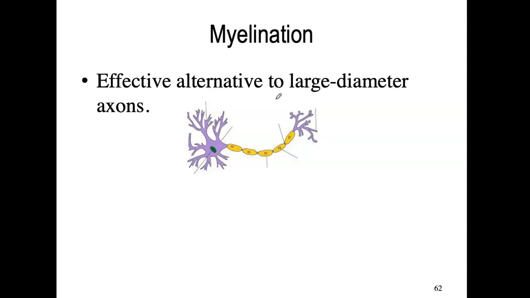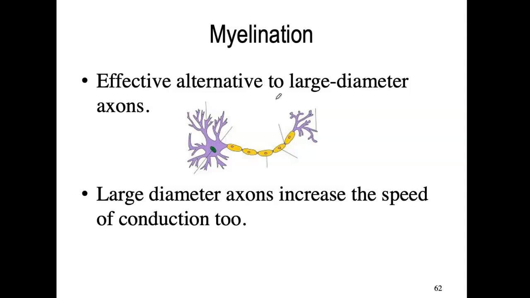Think of also that myelination is an effective alternative to large diameter axons. What's that mean? As animals got larger evolutionarily, you would have to make neurons and axons broader, of larger and larger diameter, in order to accommodate a larger animal for it to conduct at a speed that you want it to conduct. So instead of evolving neurons of a greater diameter, the trick is to myelinate, and that way you can increase the velocity of that action potential.